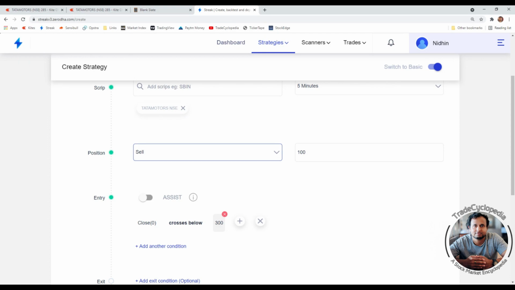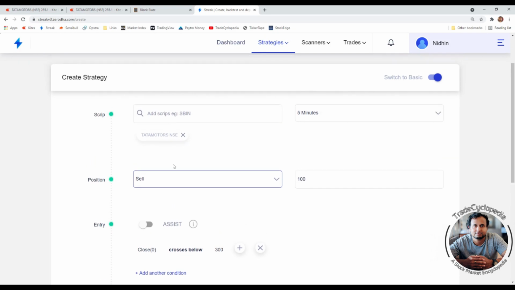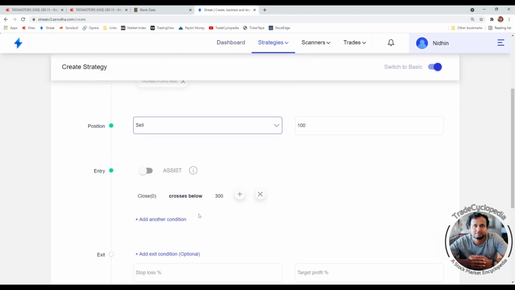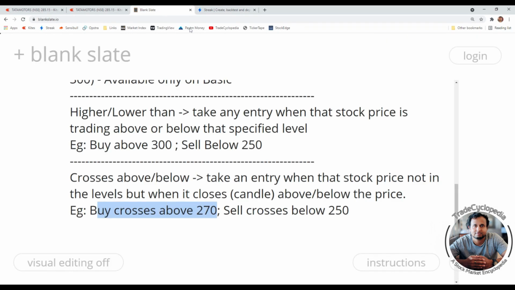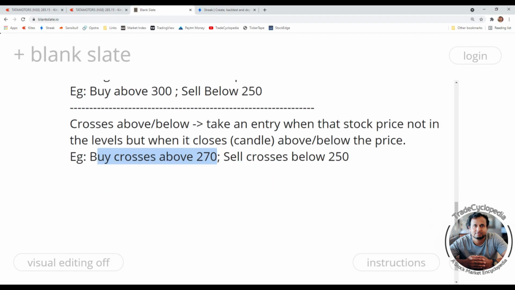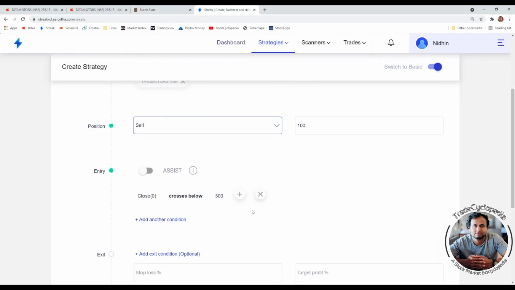So let's assume today, if I deploy this one, Tata Motors share closes at 310 rupees, and suddenly tomorrow it opens at 280. Then it waits for the first 5 minute candle. If that first 5 minute candle closes at 295 or any range below 300, then this specific order will get executed. So that's the difference between "lower than" and "crosses below". This is really important. You should clearly understand these three things, because this is the skeleton of this Streak algo trading zone.